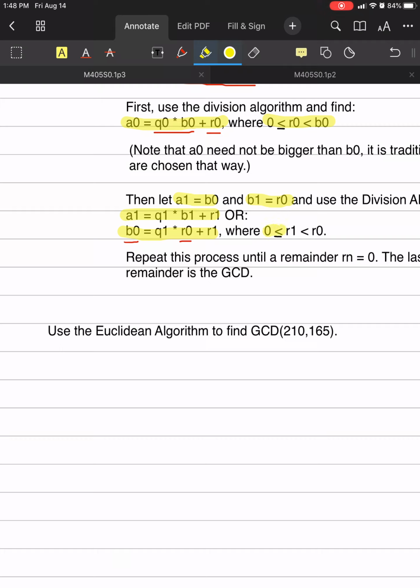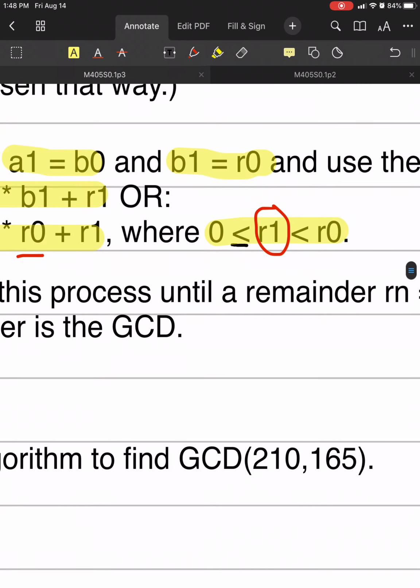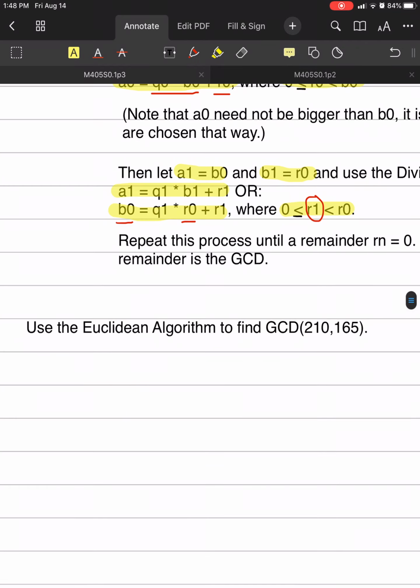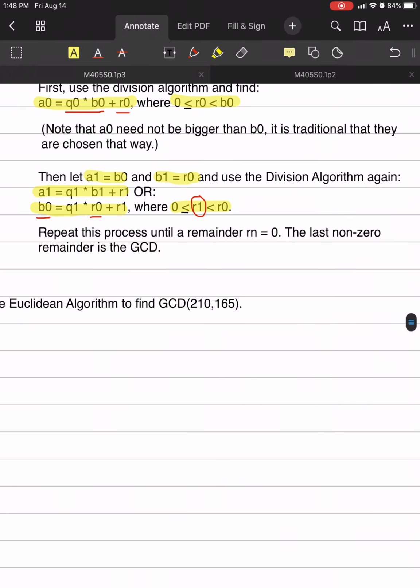And that's important here. This new remainder that I've got right here is smaller than our original remainder. And not just smaller than or equal to, smaller than. What that means is the remainders in this are a strictly decreasing sequence of positive numbers. So your remainder in one step has to be smaller than your remainder in the previous step.